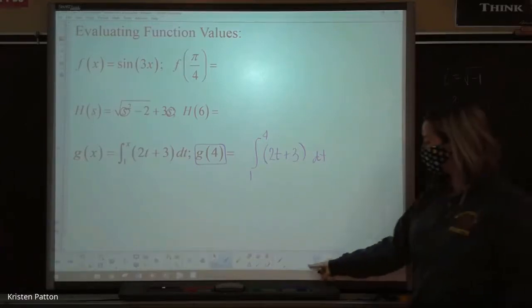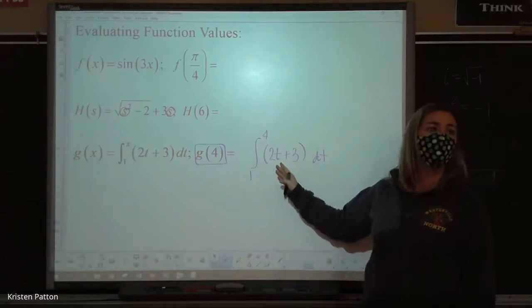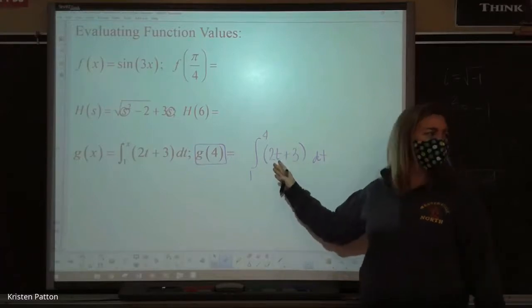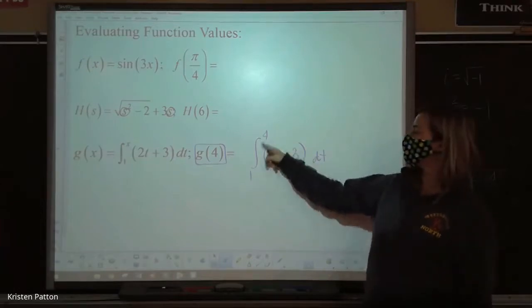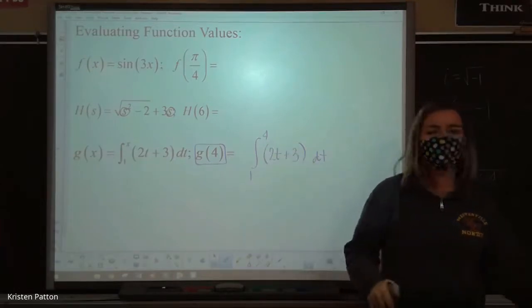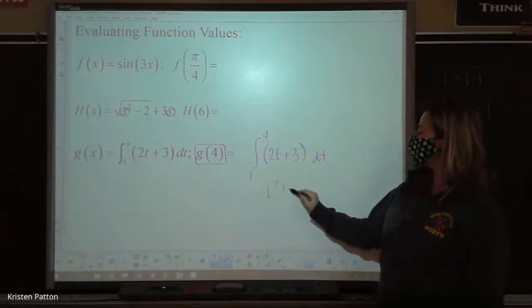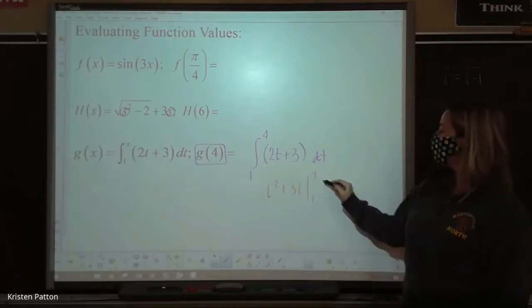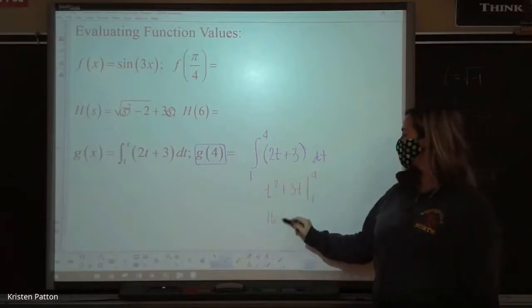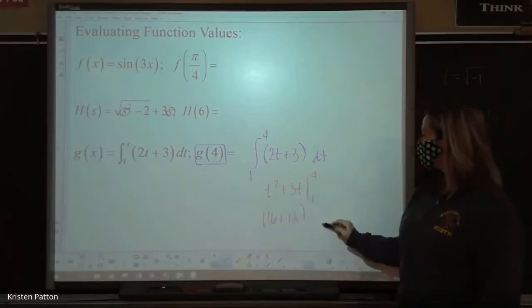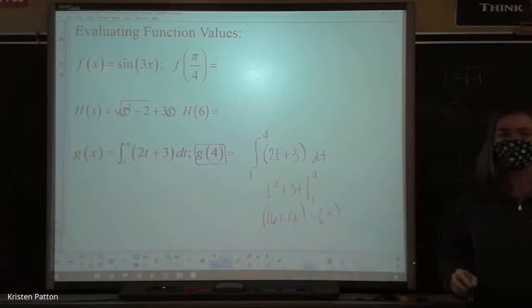We've been doing this for over a week now. You can do it 2 ways, really. You could draw this because it's a line and then find the area, net area from 1 to 4. Or now we know we have a better way to do that. Take the antiderivative and then evaluate it from 1 to 4, right? So plugging in a 4, 16 plus 12 minus 1 plus 3.